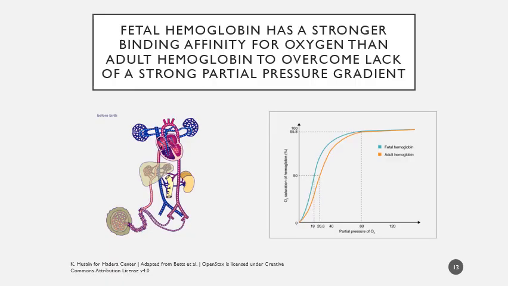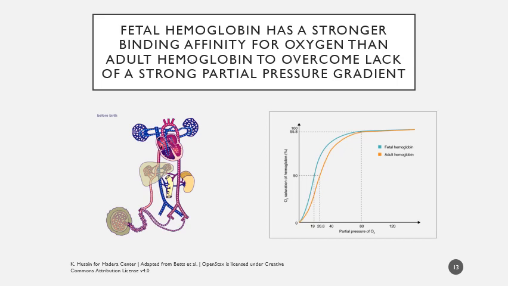So earlier I mentioned fetal hemoglobin. So remember that when there's a fetus developing, they're sharing their circulatory system with the carrying parent. And so that fetal hemoglobin actually has a much stronger binding affinity for oxygen than adult hemoglobin does. That means that even if there's not a very strong concentration gradient between the fetal cardiovascular system and the maternal cardiovascular system, the hemoglobin still snatches up that oxygen real quick. So that overcomes that lack of a partial pressure gradient.